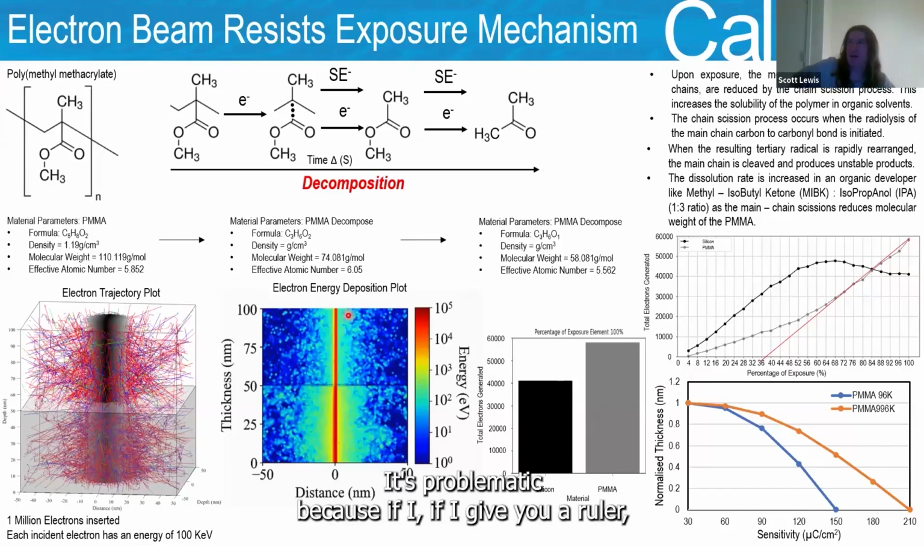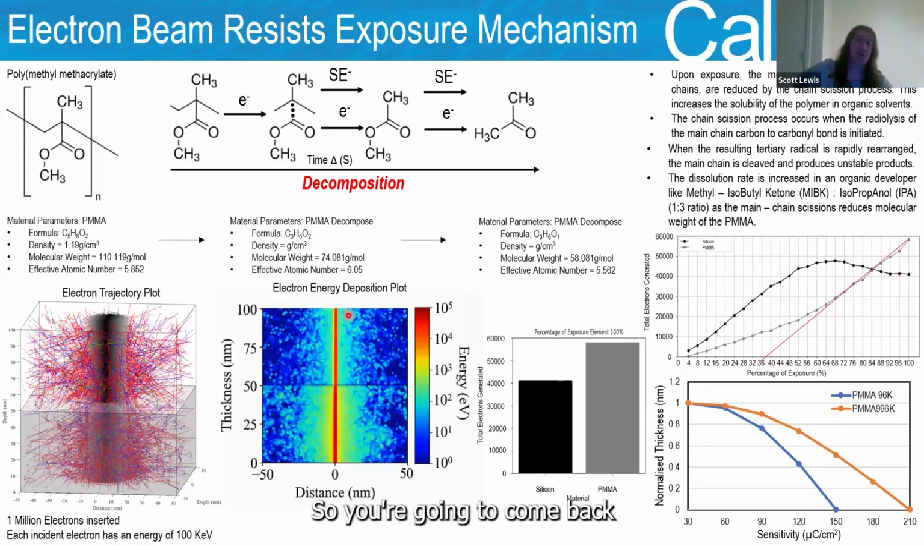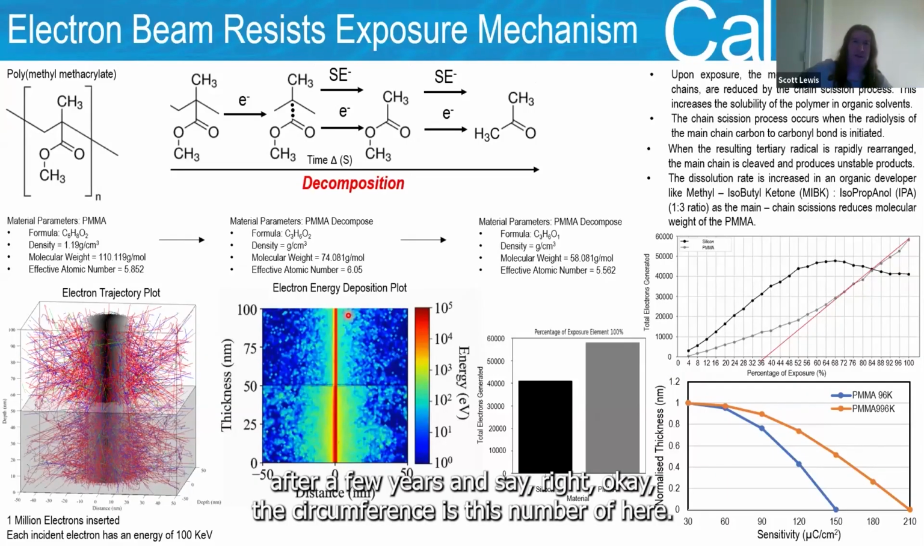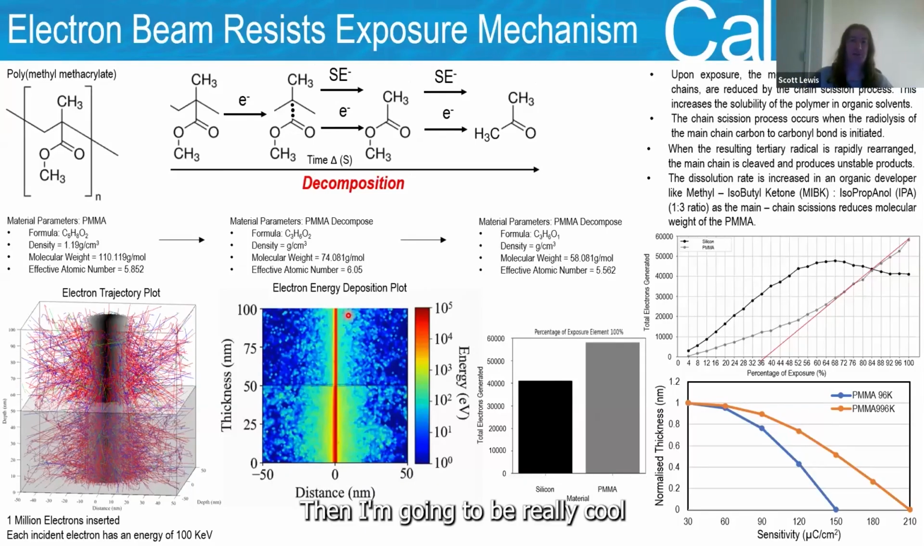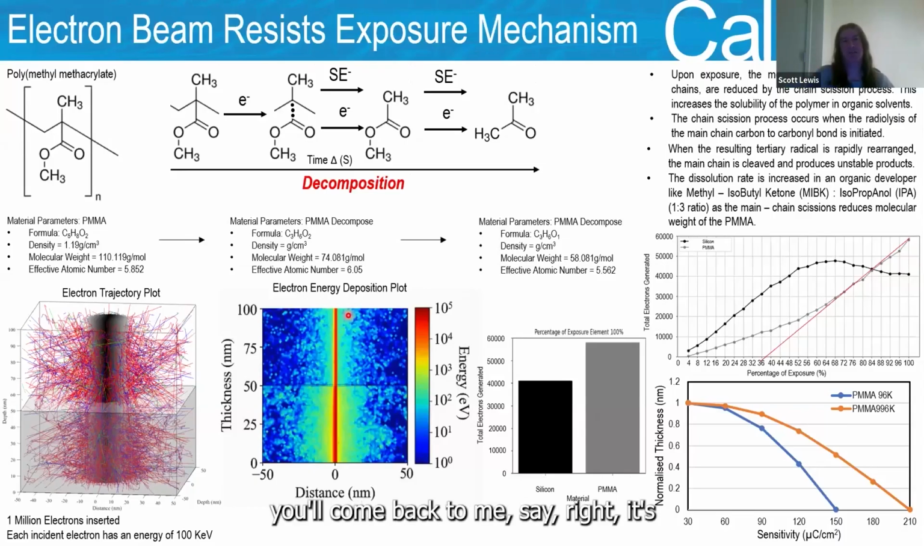problematic. It's problematic because if I give you a ruler, and let's say it's a kilometer ruler, and I say, right, okay, let's be cruel. Let's measure the circumference of Australia. So you're going to come back after a few years and say, right, okay, the circumference is this number. I'll be like, okay. Then I'm going to be really cruel and say, right, I've got a millimeter ruler. Now do it. You'll come back in like a century or whatever, however long it takes. You'll come back to me and say, right, it's this number, and it has to be a very different number. So essentially what we've got is a fractal problem.